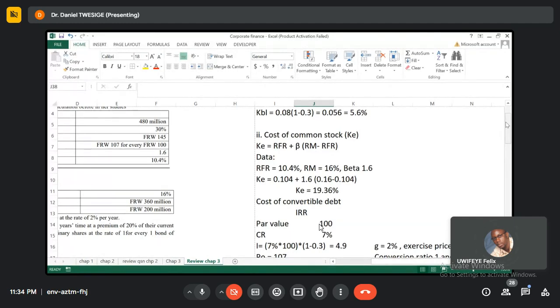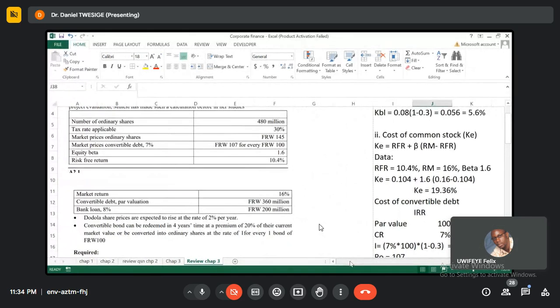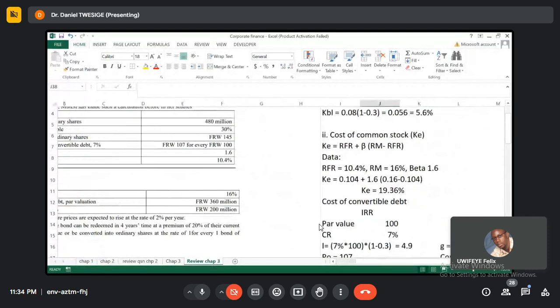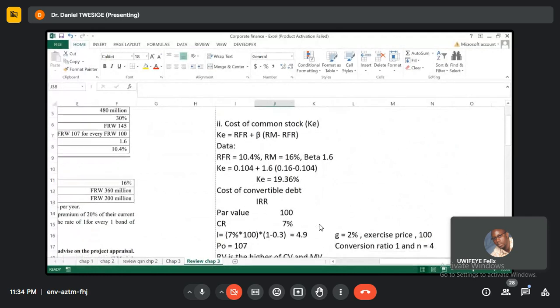Calculate. You can't see it properly. That's what I want to check. The bank loan is 200 million. Isn't it? Yes, it is.